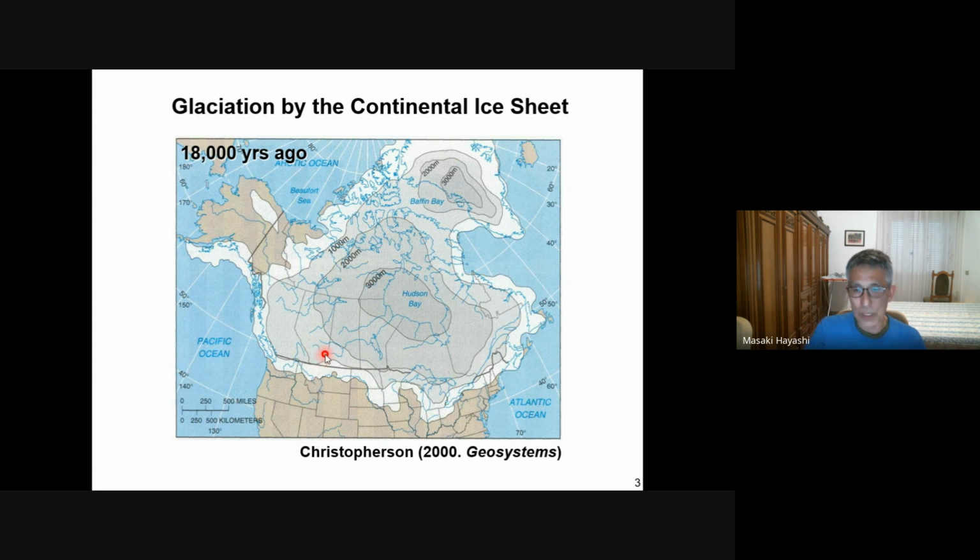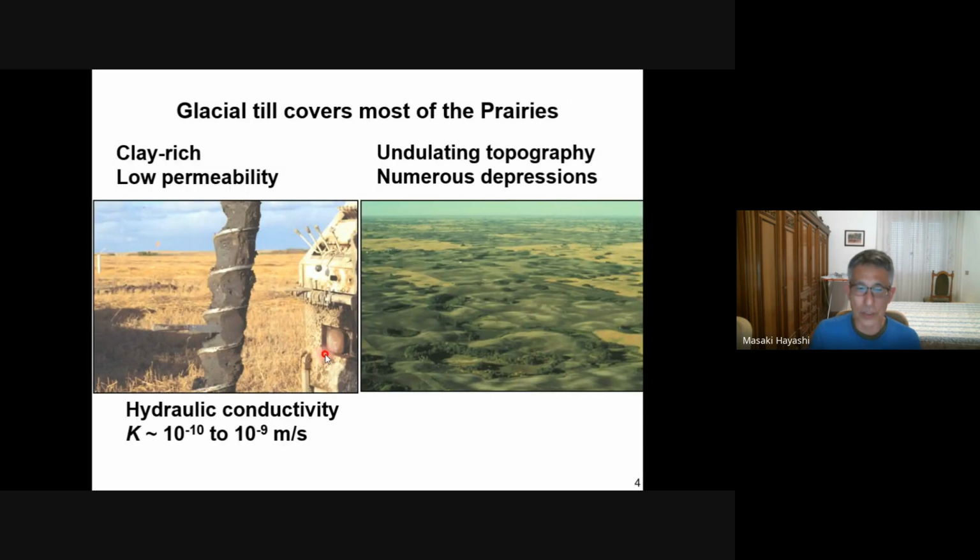What it did was scrape off the rocks. It pulverized the rocks into different size materials, ranging from clay to large boulders. Because it's a glacial process, it doesn't involve sorting by water. So you get sediments of mixed size with about 10 to 20% clay content. This is a glacial deposit left by the last glaciation.